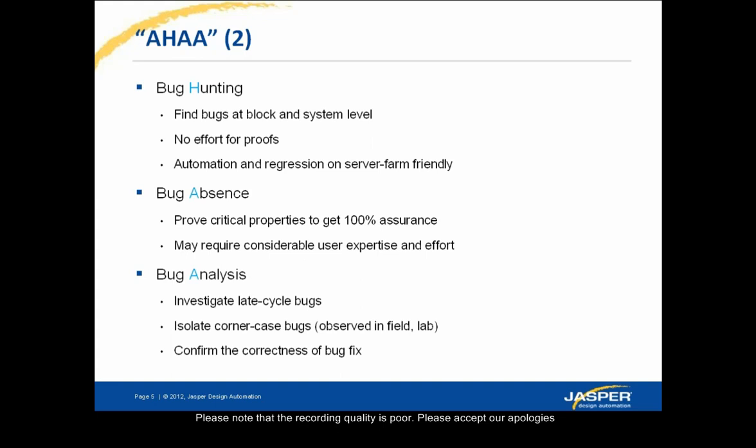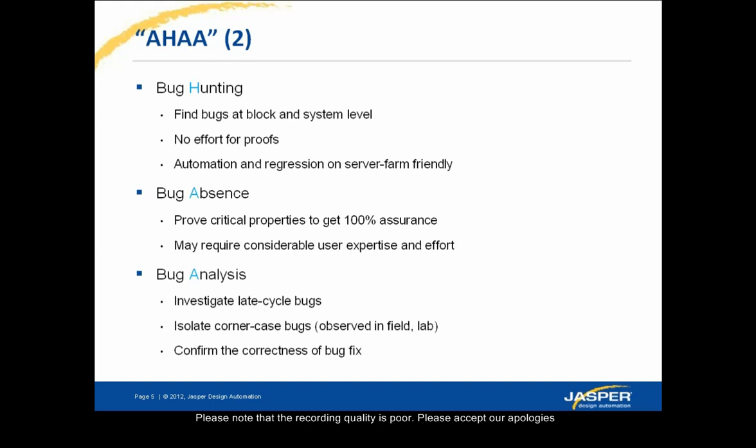Bug absence, this is classically the end-to-end property proving about a design. Very challenging at a system level or even at a subsystem level if it's a large subsystem. Can be very, very effective for key blocks in the design.